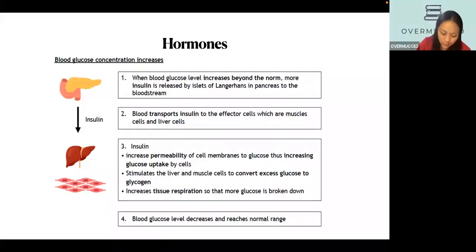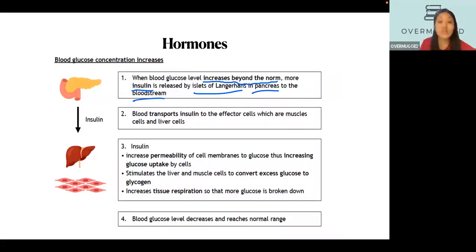So, let's highlight all the keywords. Increases beyond normal. It's not good enough to just say increases. This is what I mean by a package. Yes, it increased, but it's increased beyond the normal, so there's a small range there. If it increases beyond the normal, then more insulin will be released. Insulin, islets of Langerhans, pancreas. And then it is directly transported into the blood.